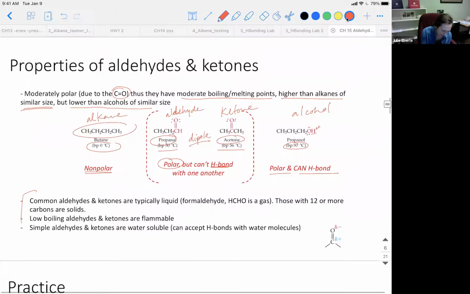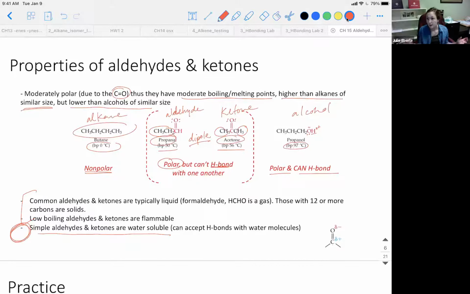I'm not really going to get into these. I'm going to skip over those actually. So I just want you to focus on this last point down here. Simple aldehydes and ketones are water soluble because, with that carbonyl carbon, you don't have a whole lot of hydrocarbon portion to your molecule. You just have these little small groups. So they're pretty polar and they are water soluble.